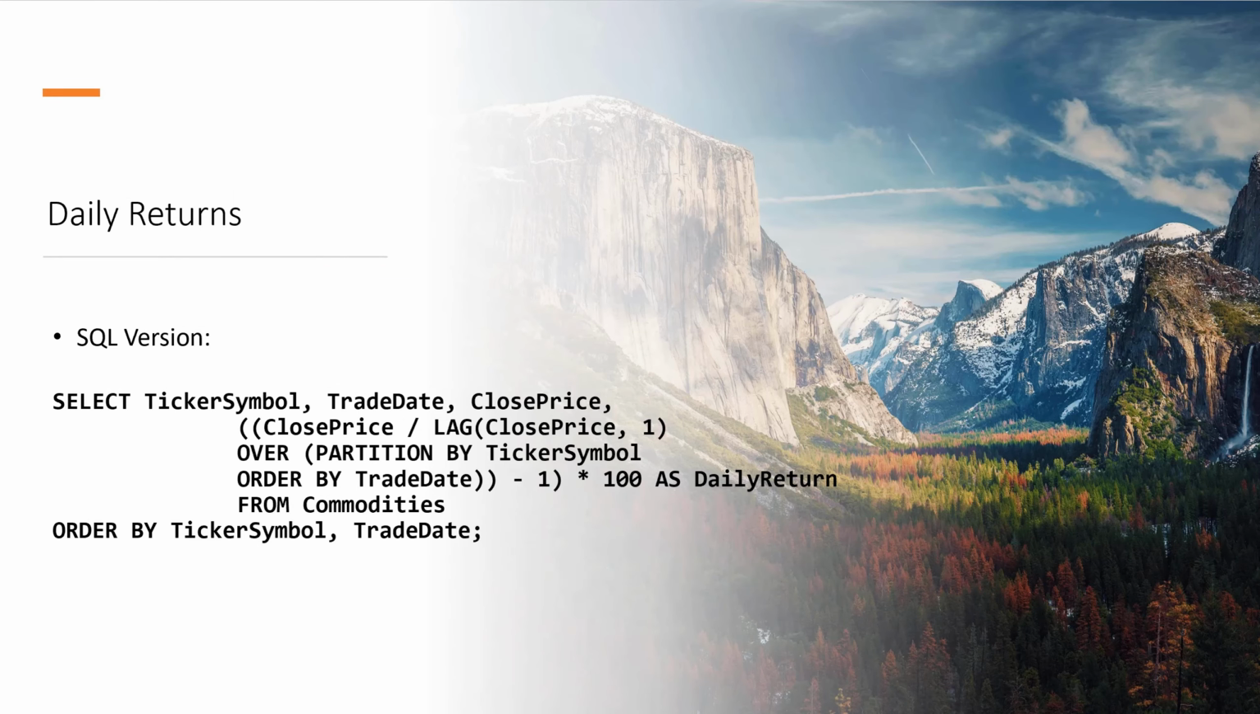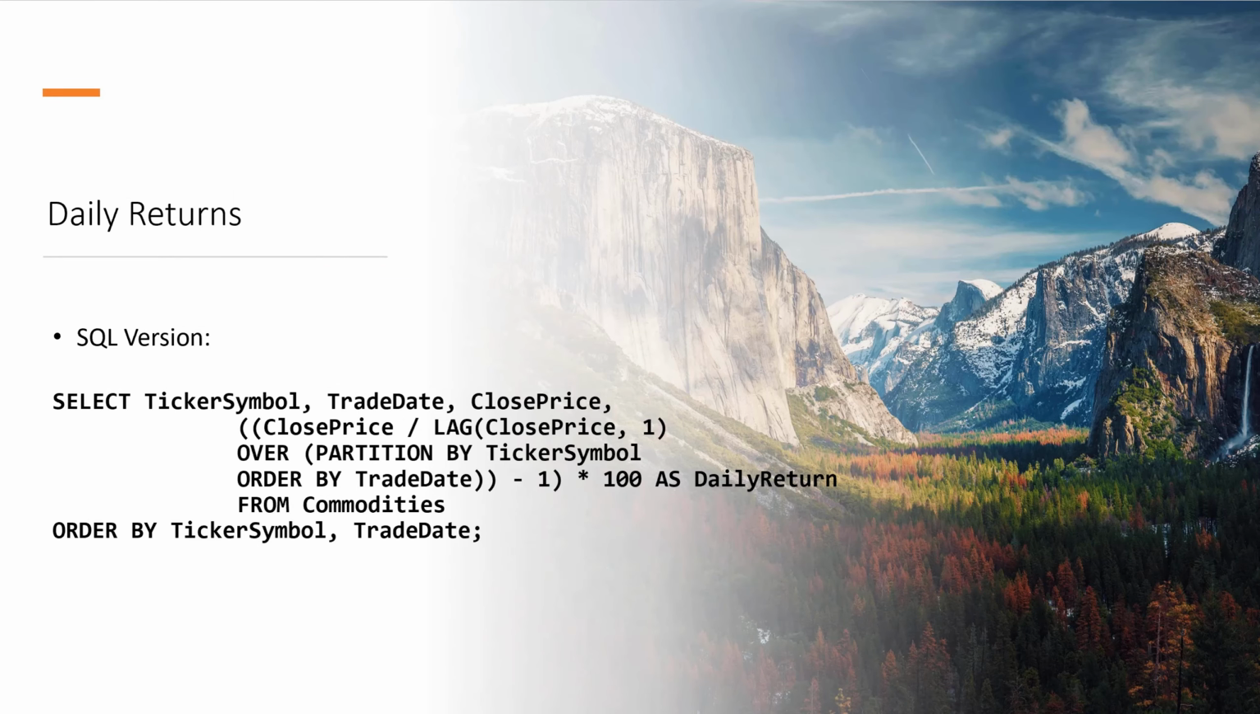We're partitioning by ticker symbol because we want to just see the returns for each ticker symbol, and we put it in trade date order. Here is the query then in SQL Server. Let's run it, and we'll notice that our first column is ticker symbol, and then we have trade date, and for each ticker symbol all of our trade dates are in ascending order.